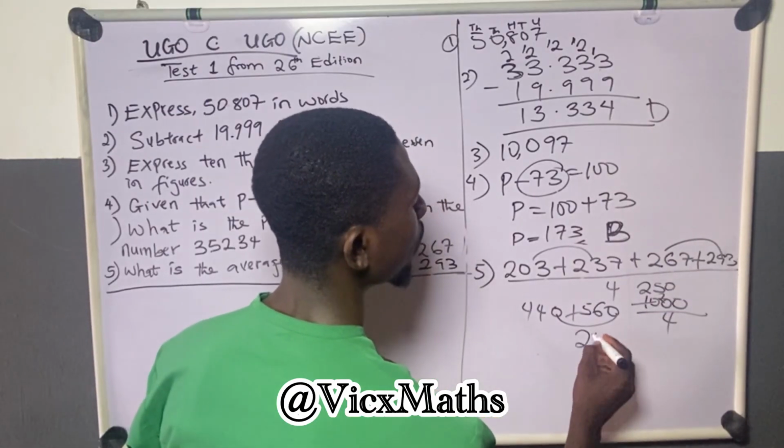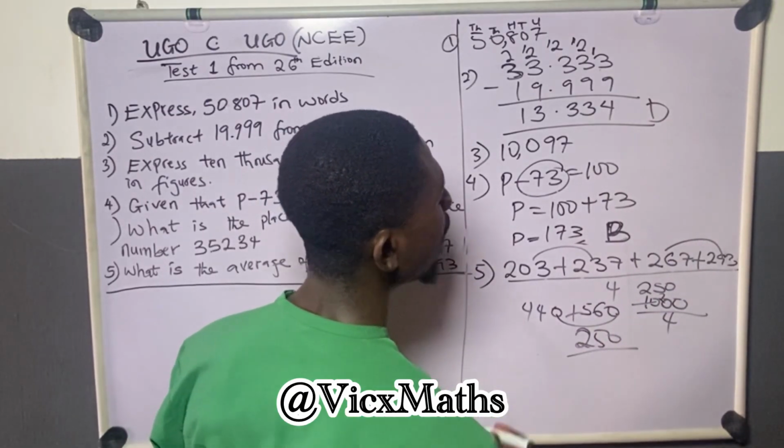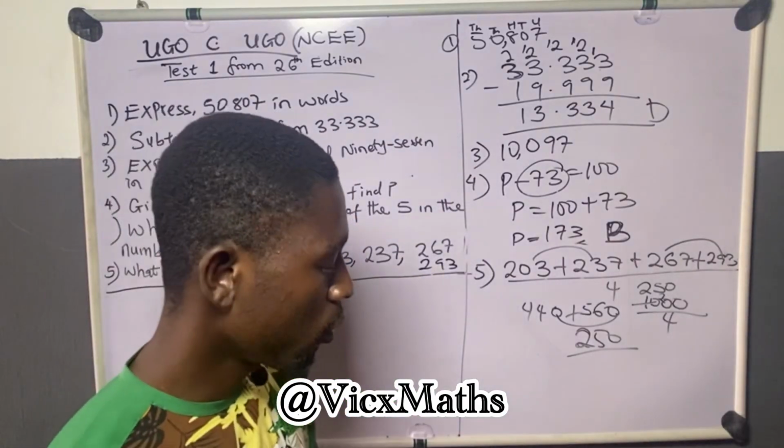So our average is 250. 250 is option what?